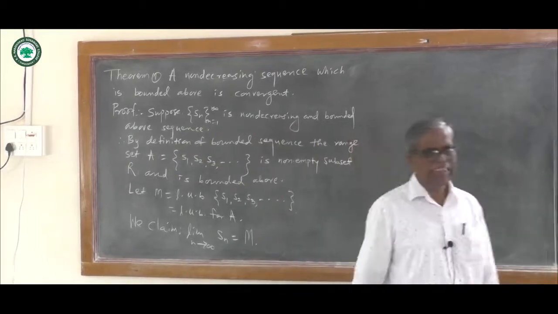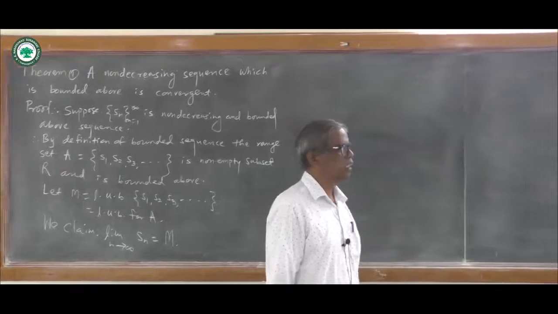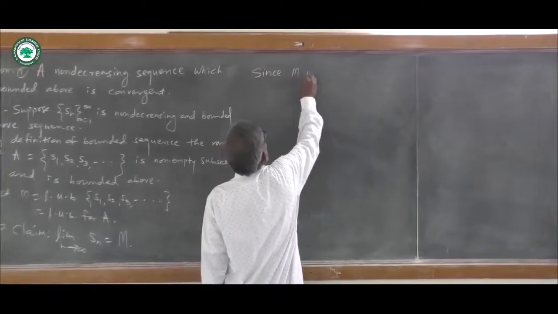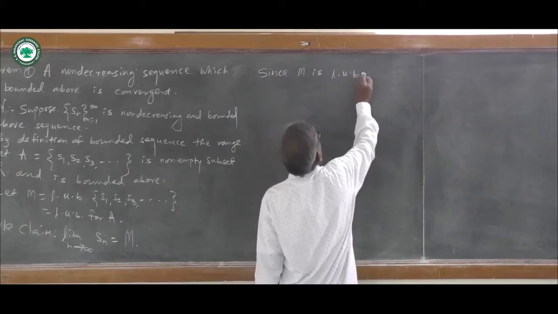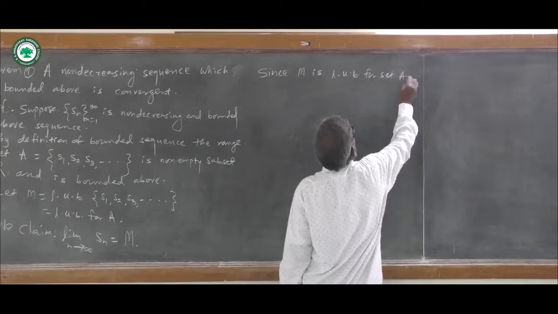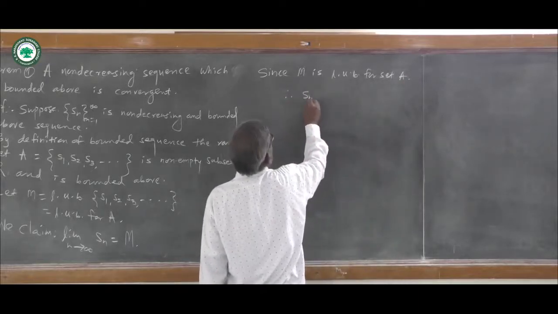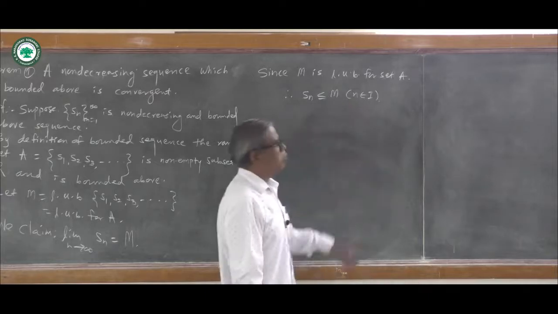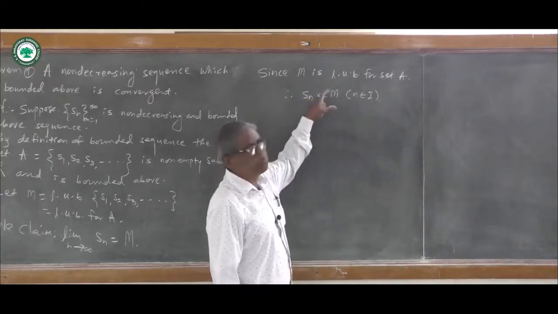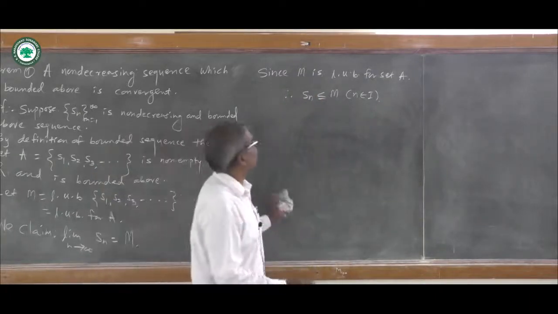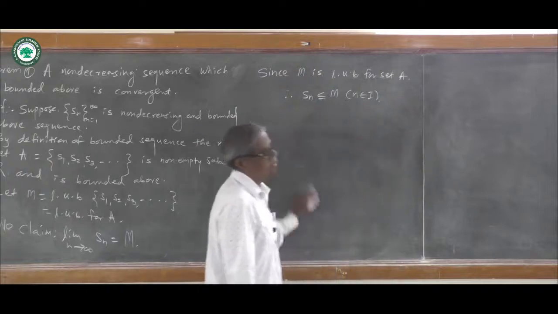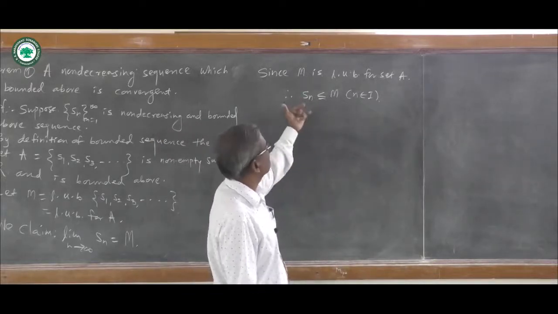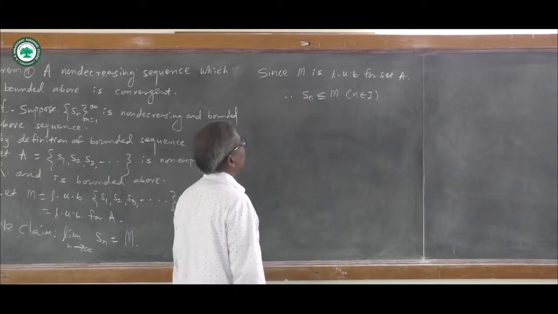Since capital M is the least upper bound for the set capital A, we write S suffix n is less than or equal to capital M for all n belongs to I. This statement says that S1 is bounded above by M, S2 is bounded above by capital M, S3 is bounded above by capital M, Sn plus 1 is also bounded above by M and so on. Sn is bounded above by capital M.